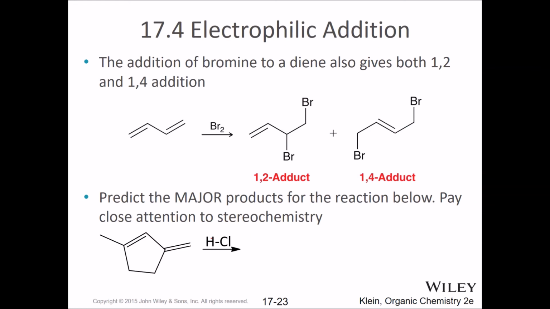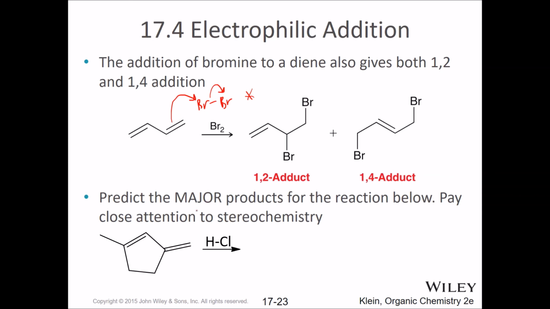Okay, so the addition of bromine to a diene also gives 1,2 and 1,4 addition for the same reason. It's an almost identical mechanism from before. Very similar. So you have Br2, you've seen this before. Boom, boom. I'm not going to draw your intermediates, but you should. You should pause the video right here and draw out the intermediates. Draw out the whole mechanism for that.